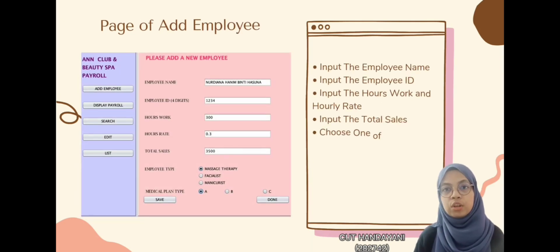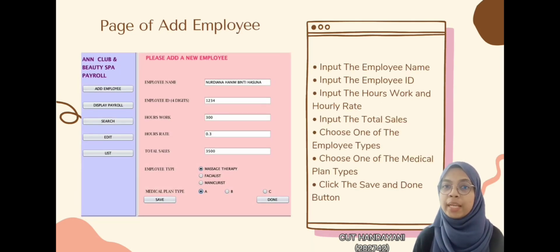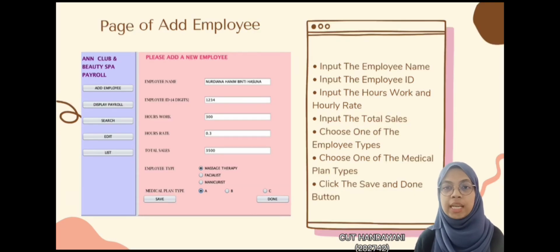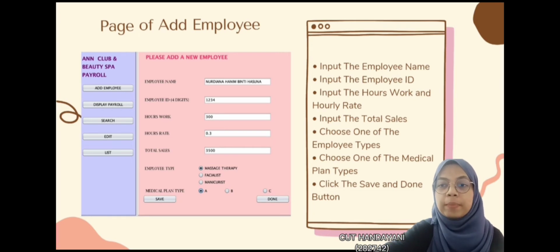In achieving the goal of this project, which is to display the payroll system and to know the employee's net salary of Unclub Beauty Spa, there are several steps that need to be followed by the user, which start with clicking the button of add employee first and filling in the data of the employee as follows.